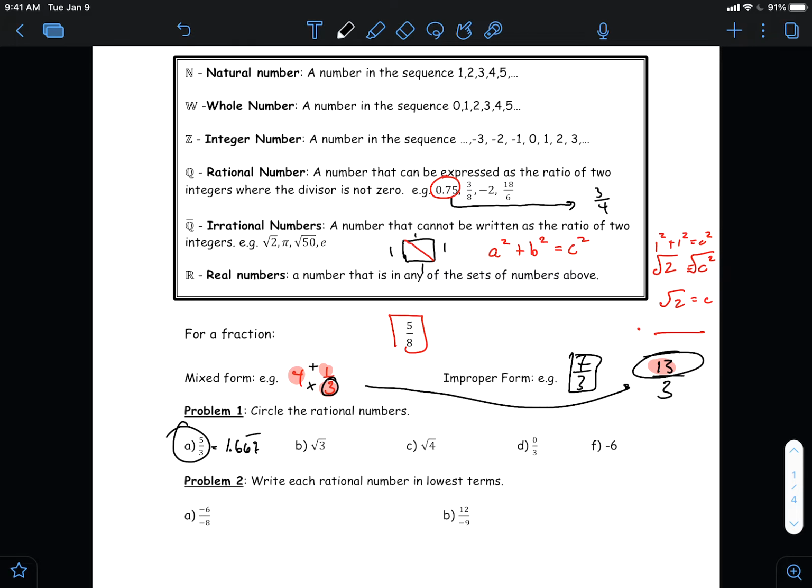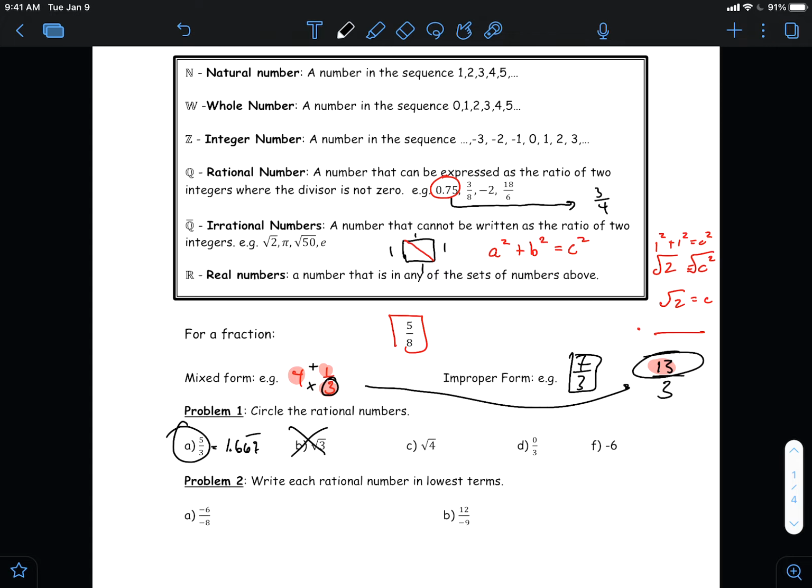What about the square root of 3? I don't expect you to know the square root of 3. That's not a memorizable thing, right? So you just type it in and see what happens. It's 1.732. Does it repeat? No, it's just a bunch of random numbers afterwards, right? How are you going to represent that as a fraction? You're not going to be able to, right? So that one I would say is not rational. It would be irrational.